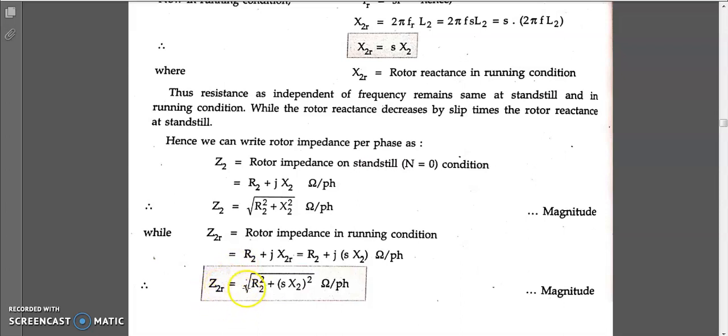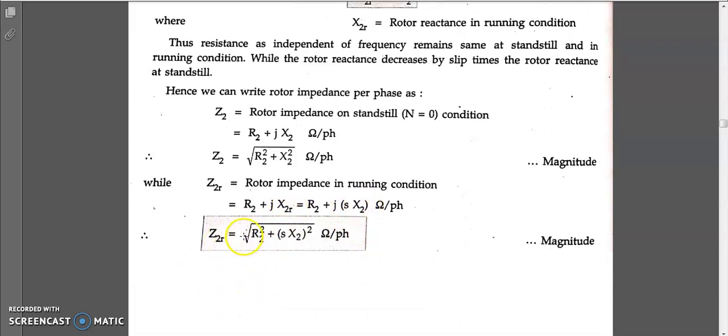Again, if I write in terms of this, you can change this to X2R, because X2R is nothing but S times X2. I have replaced X2R with S times X2. Again, I'm taking the magnitude of that. Z2R will become the square root of R2 square plus (S X2) whole square.